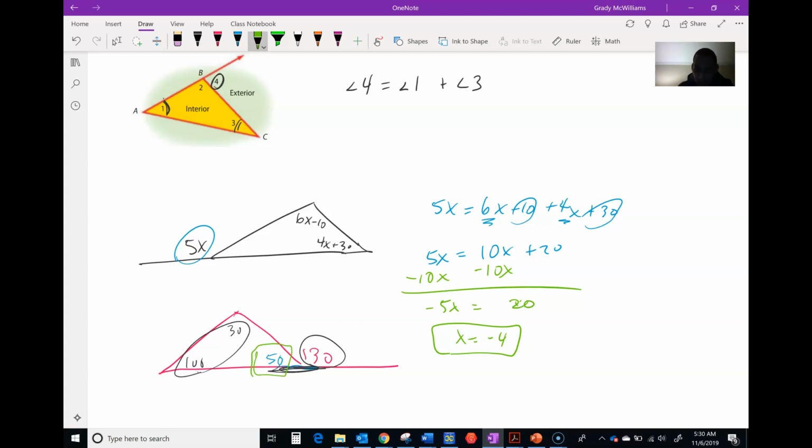Alright, so exterior angle. The exterior angle is equal to the sum of the remote interior angles, the angles furthest away from it.